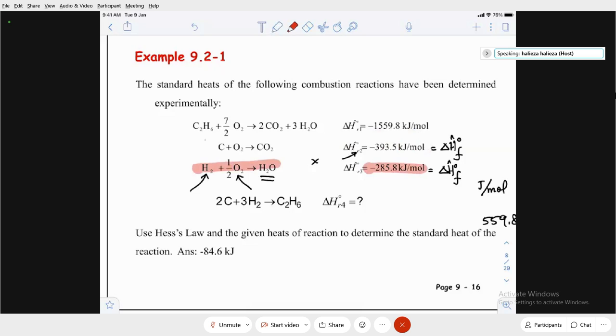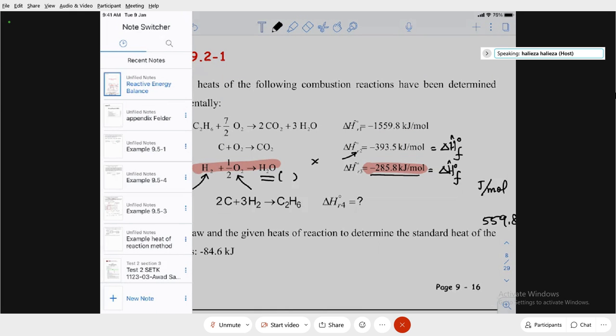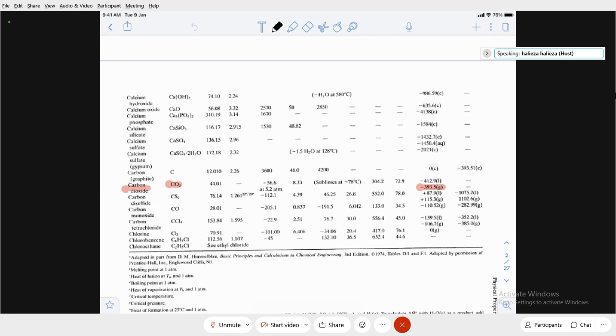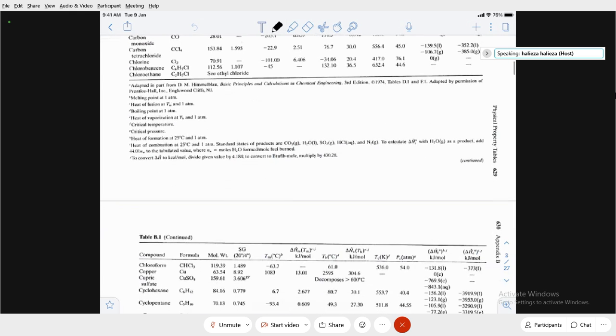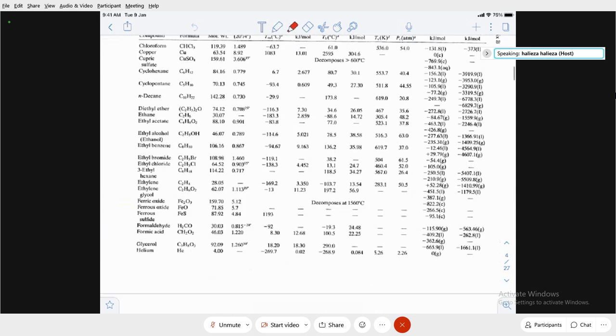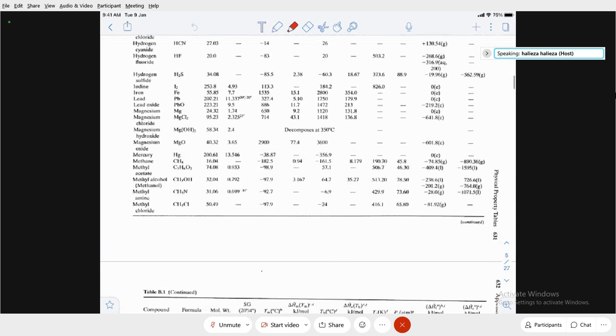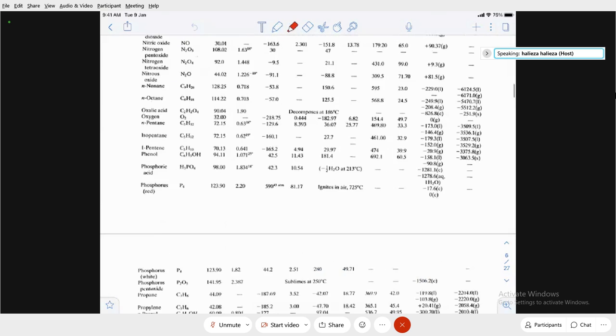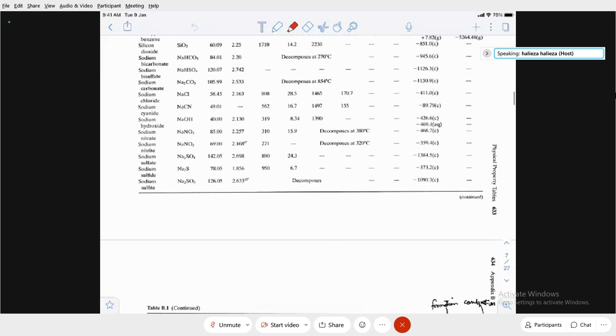Again, take note, what is this phase? Is it gas or is it liquid? It's not written here. We don't know, but let's look at this value, then we will know. It's negative 285.8. So let's go back to our appendix B1, and we'll be looking for water. It will be among the last few components in the list. Okay, that's water.